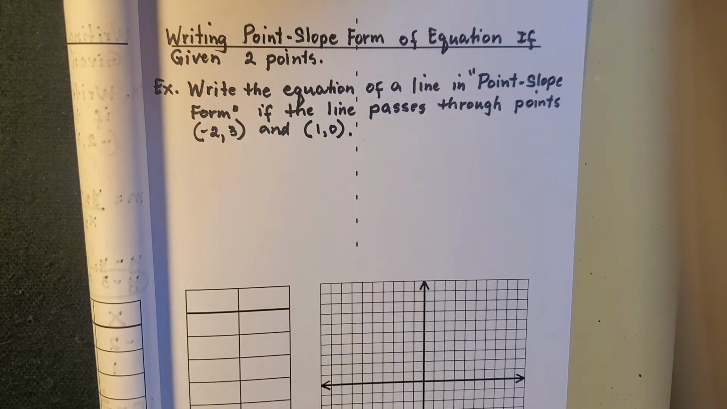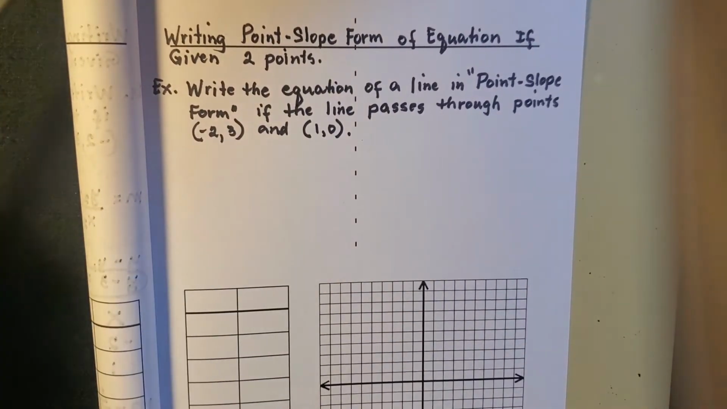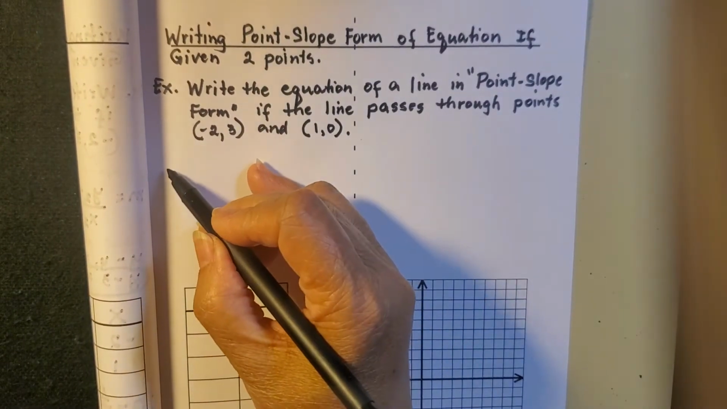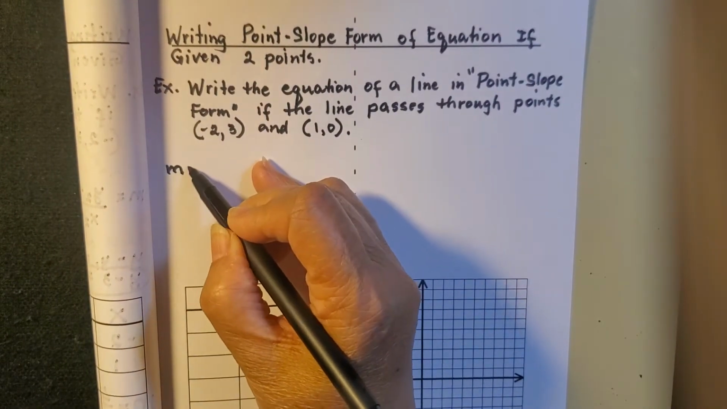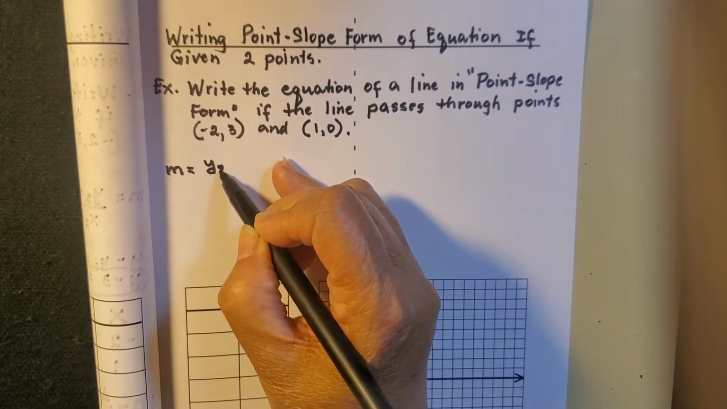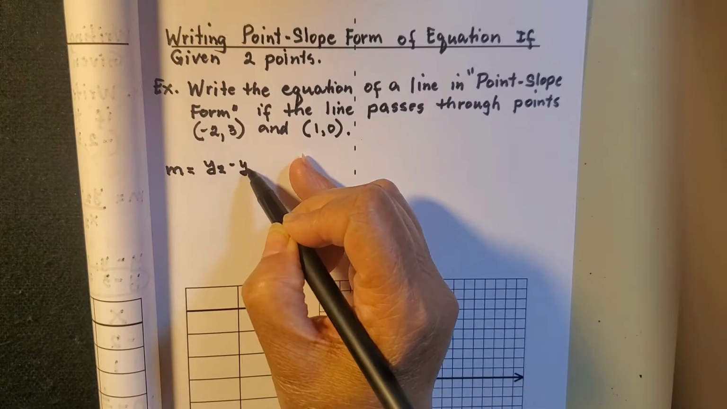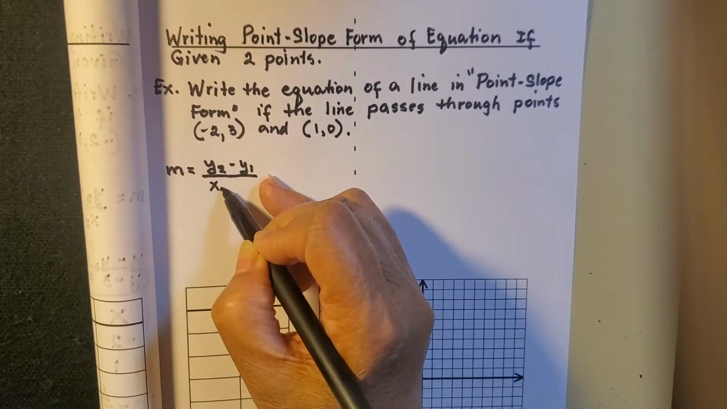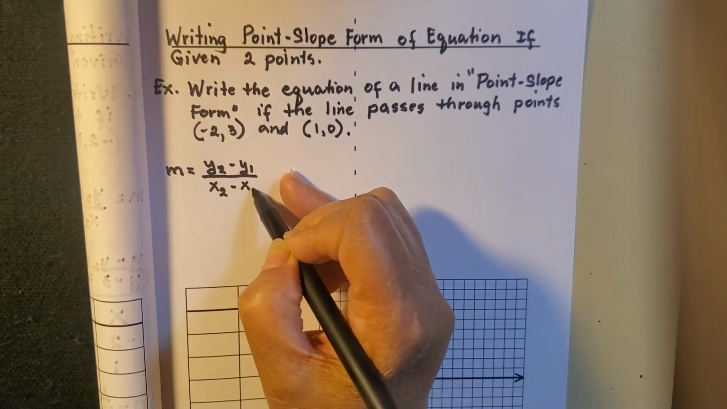First, I need to determine the slope. I have 2 points here. So therefore, I can solve for the slope. The formula for the slope is y2 minus y1 over x2 minus x1.